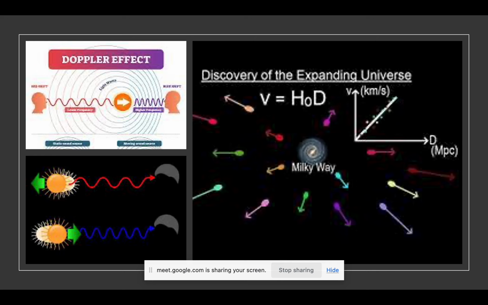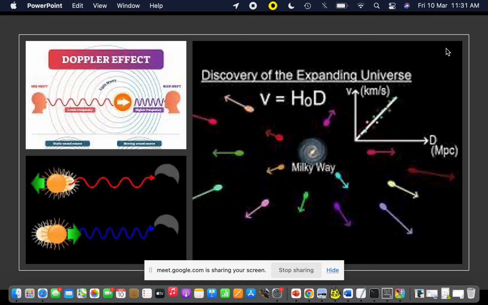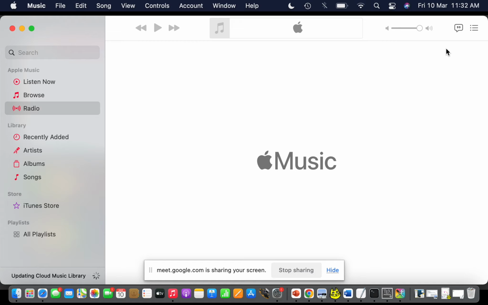So this is the most important observational evidence we have of the expansion of the universe, or the Big Bang, which is what Hubble discovered, right?